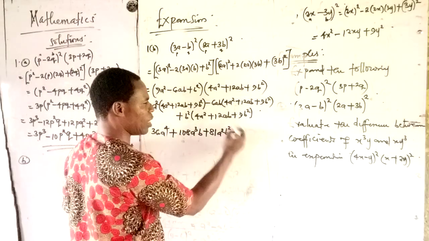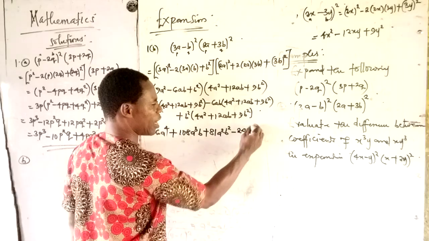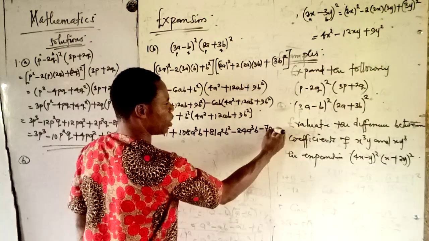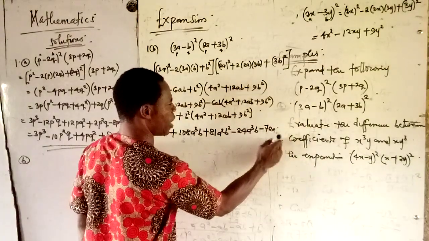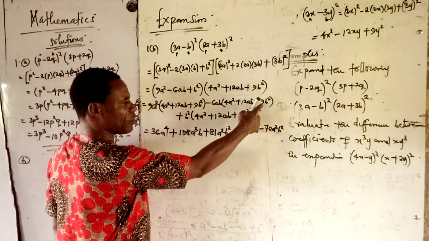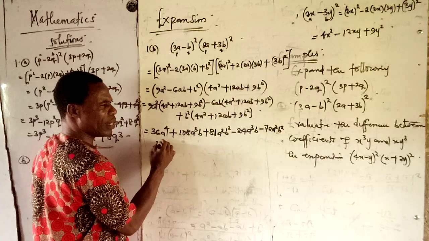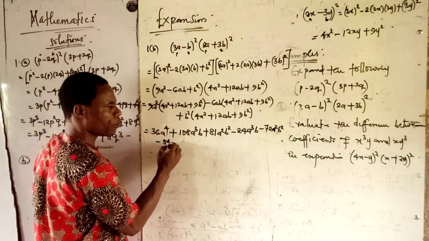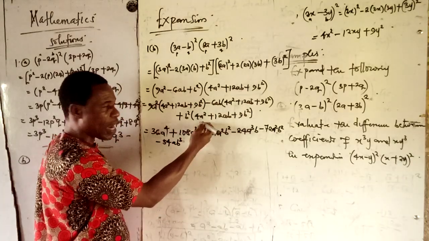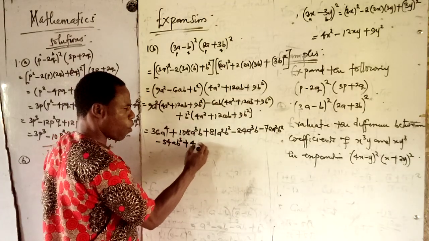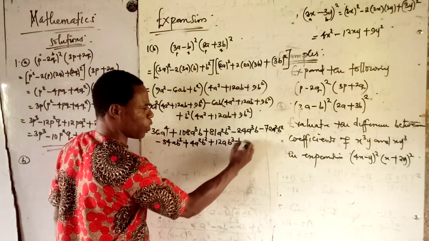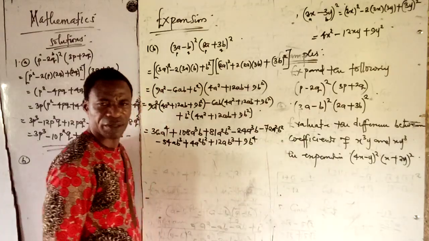Okay, now minus this is what? 24 a cube b. Minus 72 a b cube. This one is a squared b squared. Okay, minus times this. What would it be? This is minus 6 times 9. That is 54 a b cube. Then the last bracket, expansion, plus what? 4a squared b squared plus 12ab cube plus 9b4. Okay?